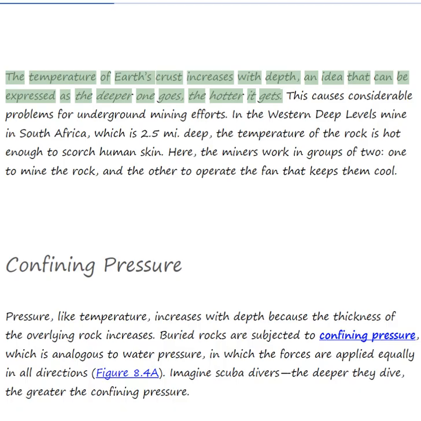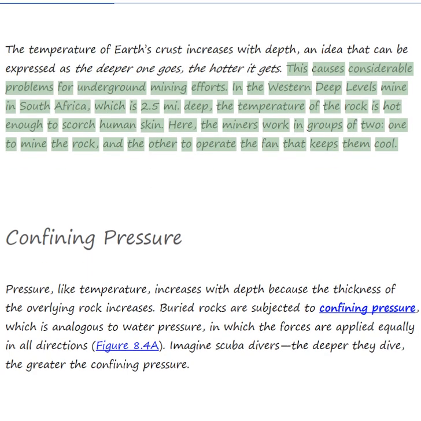Did you know? The temperature of Earth's crust increases with depth, an idea that can be expressed as: the deeper one goes, the hotter it gets. This causes considerable problems for underground mining efforts. In the Western Deep Levels mine in South Africa, which is 2.5 miles deep, the temperature of the rock is hot enough to scorch human skin. Here, the miners work in groups of two, one to mine the rock, and the other to operate the fan that keeps them cool.